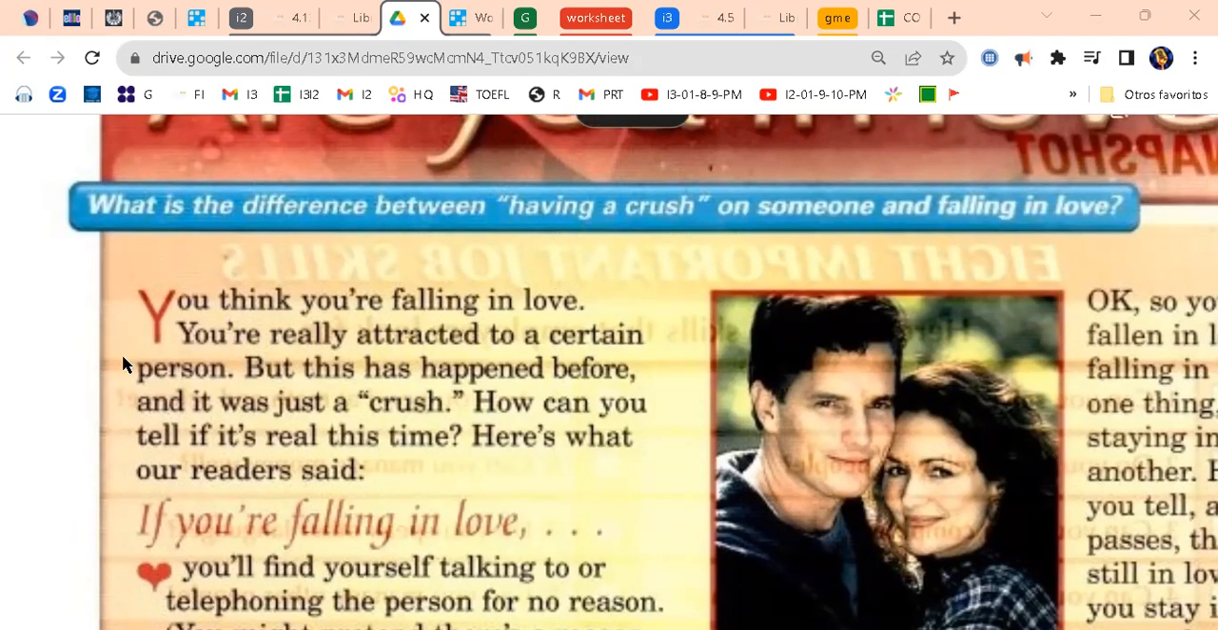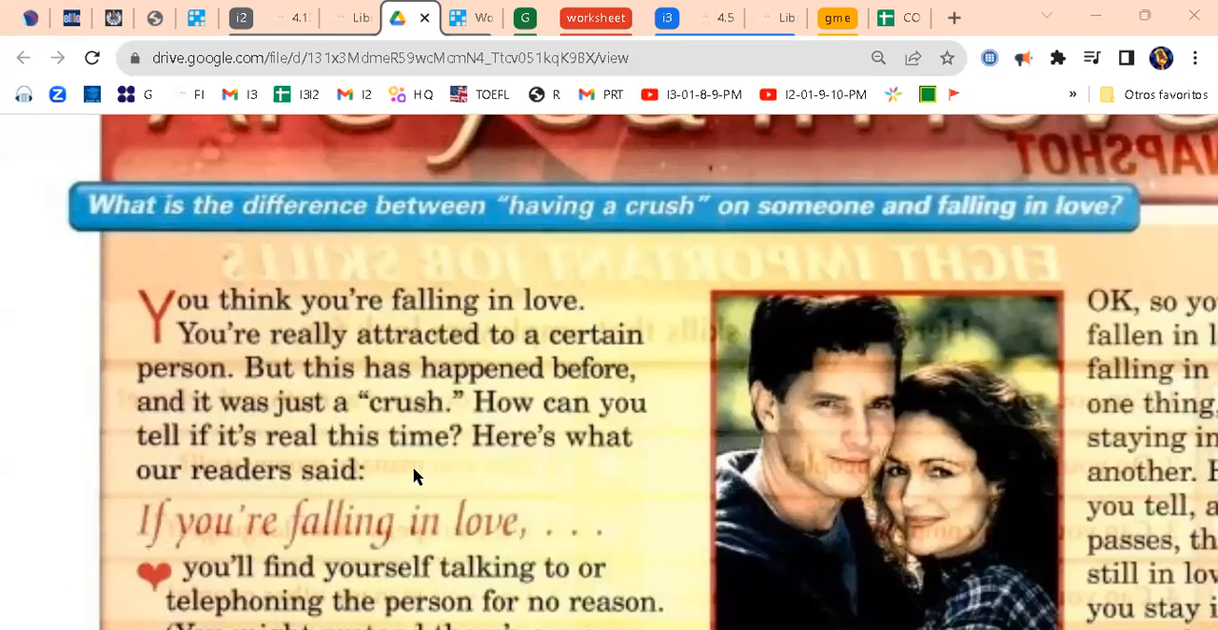You think you're falling in love? You're really attracted to a certain person. But this has happened before, and it was just a crush. How can you tell if it's real this time? Here's what our readers said.